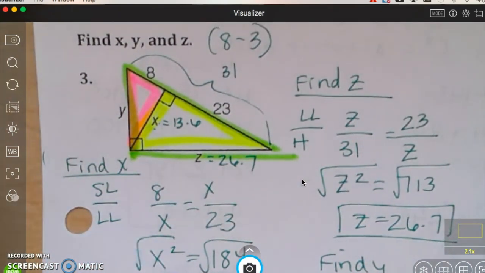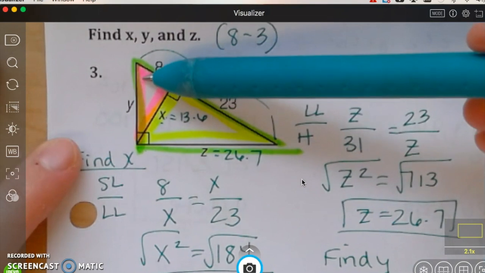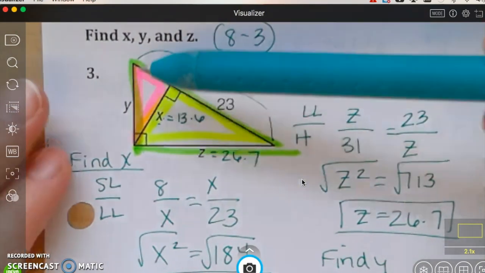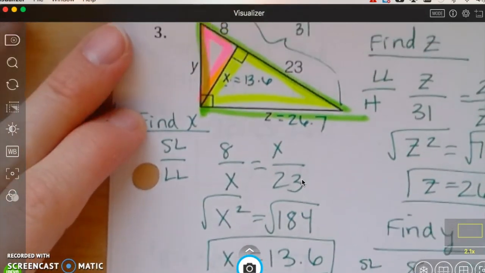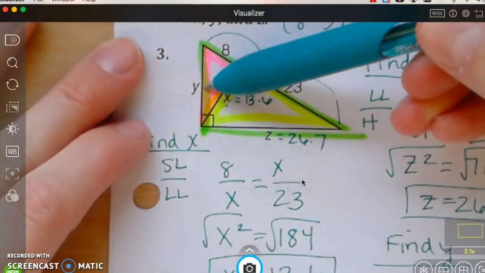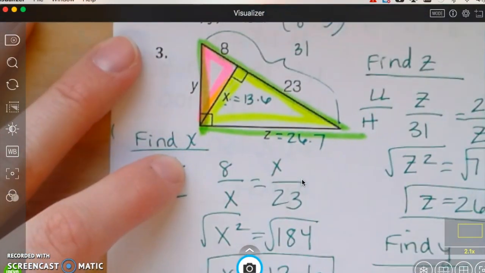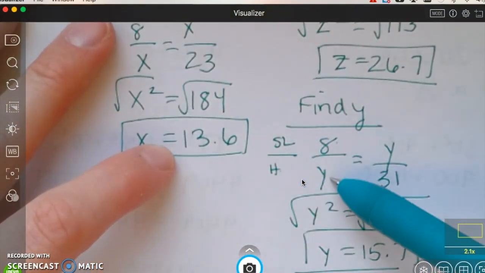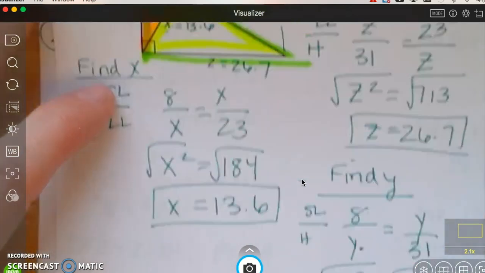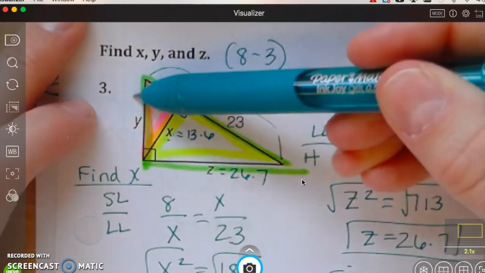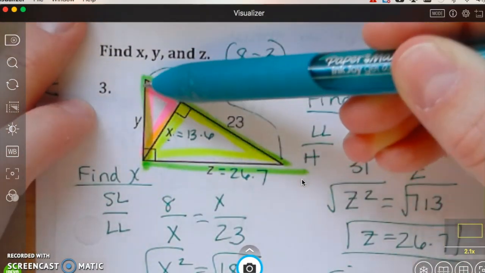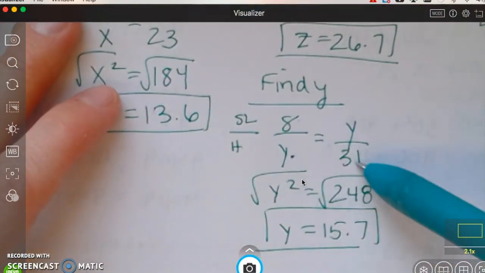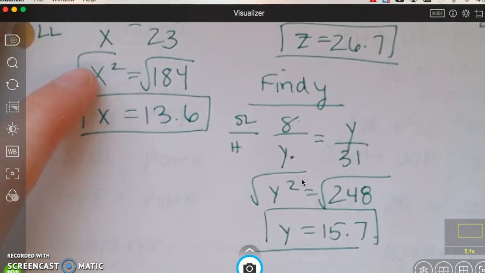And then lastly, I'm going to solve for y. When I think about y, the two triangles that use y are my big green triangle and the smaller pink one. When I look at that pink one, my short leg is 8 and my hypotenuse is y. So when I go to find y, that's going to be the ratio that I use to set up. Short leg was 8, hypotenuse was y. When I think back to the big green triangle, my short leg was actually y in this instance, and my hypotenuse was the full length of 31. I cross multiply and solve and get that y is 15.7.